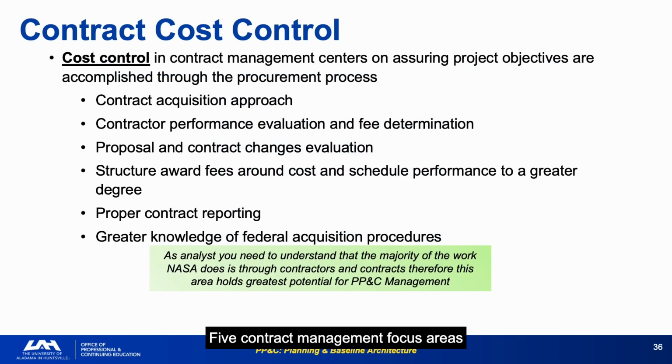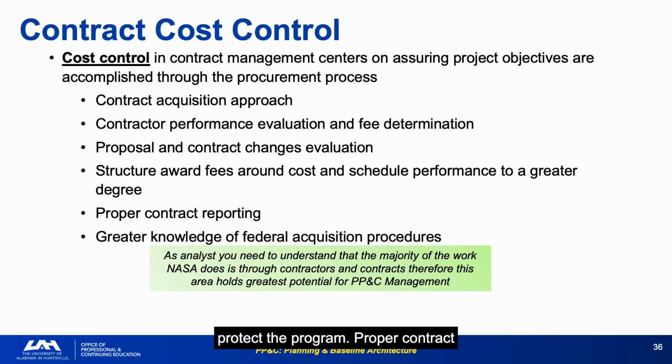Five contract management focus areas define the PP&C role: acquisition approach, contractor performance evaluation, change proposal evaluation, award fee structuring, and contract reporting requirements. Structure award fees around cost and schedule performance to a greater degree. This is the behavioral incentive insight. Award fees that do not measure cost and schedule performance do not encourage the contractor behaviors that protect the program.